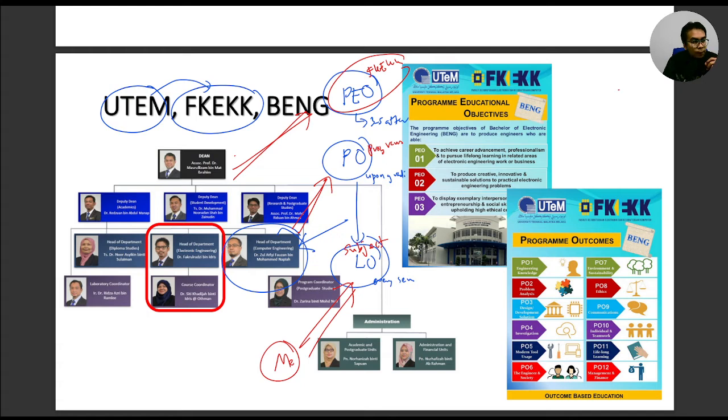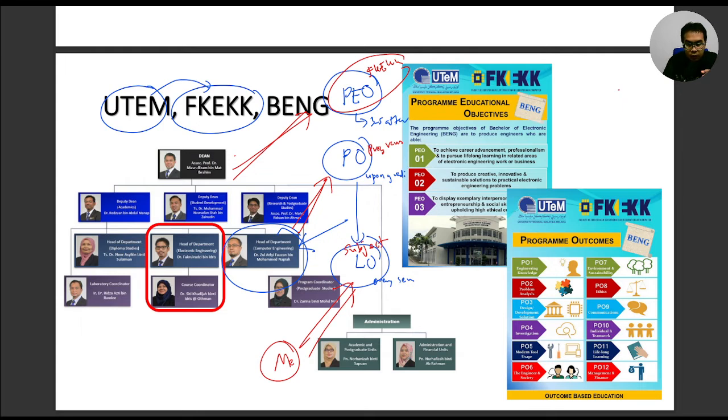Okay, so PO is actually an attribute for 3 to 5 years after graduation. I think there will be another discussion for that. So PO is upon the graduation day. So this will be the important thing. We have 12 attributes over here. We have engineering knowledge, problem analysis, and so on until management and finance.